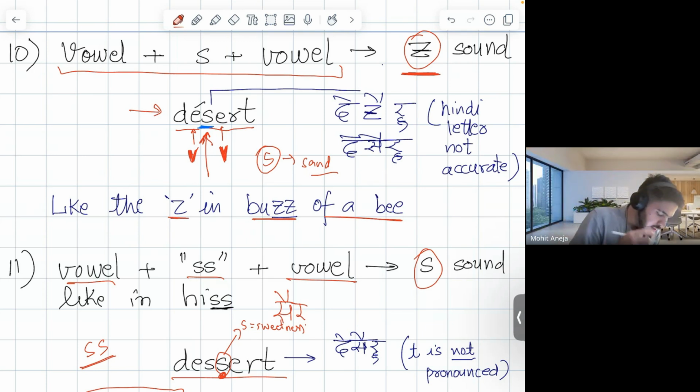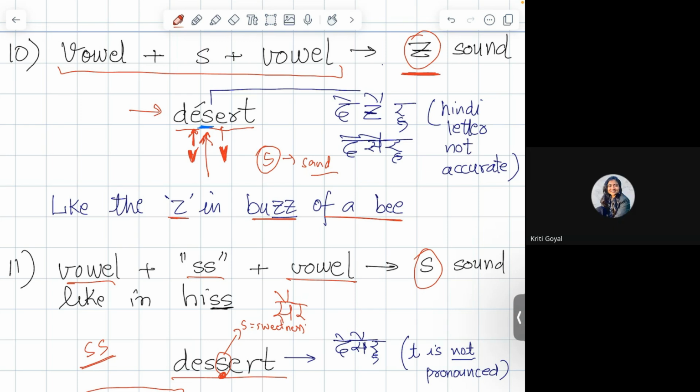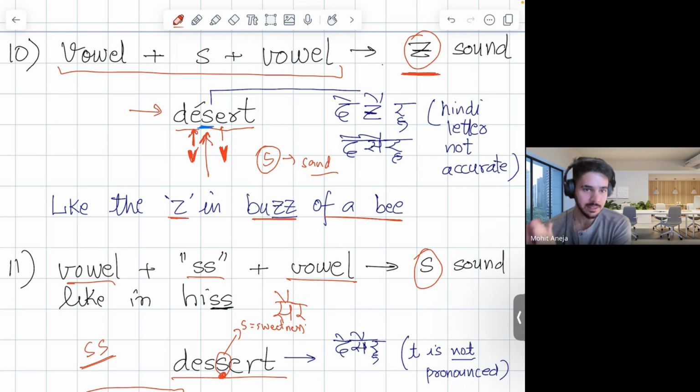So we have to combine all the rules that we read today. The second letter that we see here is A, the fifth rule that we read today, so we have to keep that rule in mind. Then we have to see the S here is a Z sound. So we have to say it with the Z. We don't say the T at the end as well. That's the first rule that we read today. So this is it.